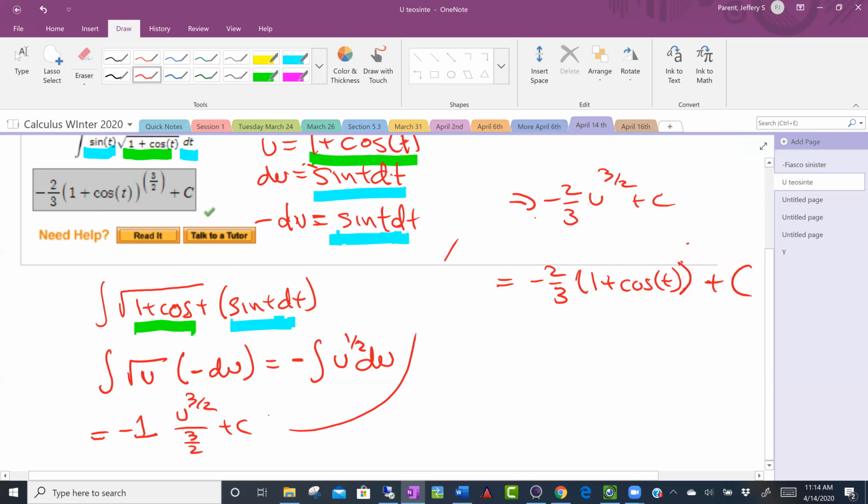That is one thing I really like about using OneNote here is I can erase that stuff pretty easily. Just not really crazy about the quality of my printing sometimes. But I hope it's legible enough.